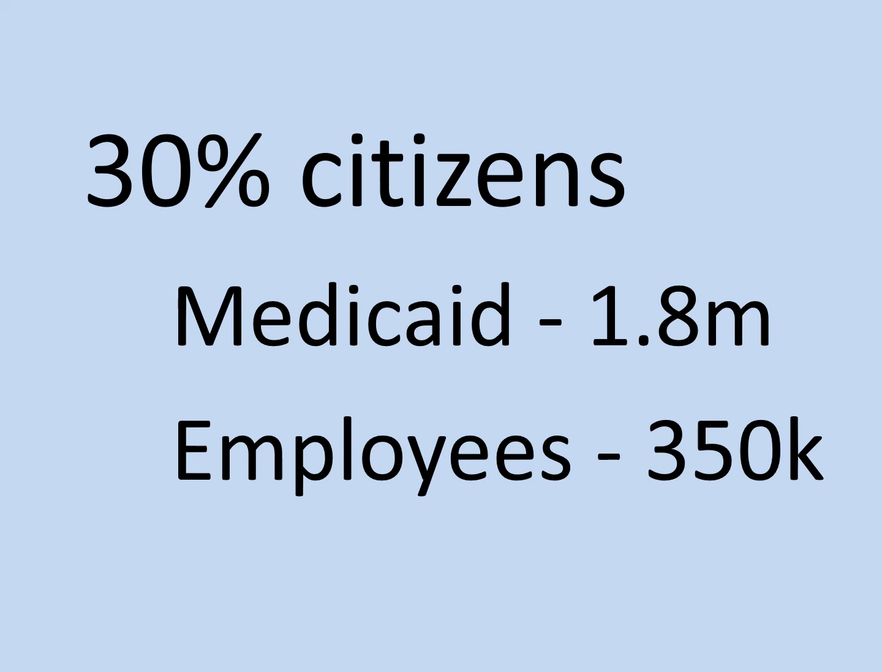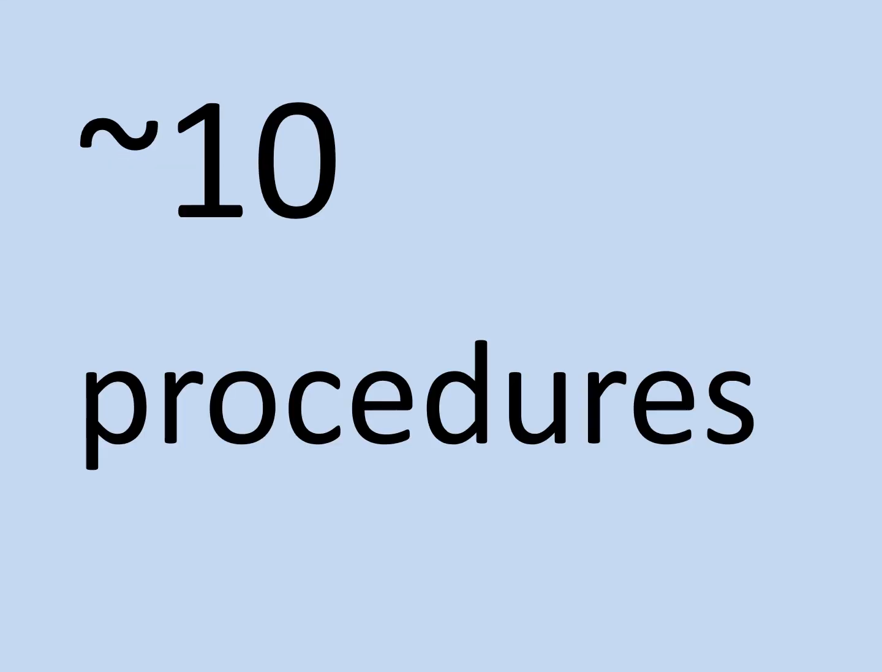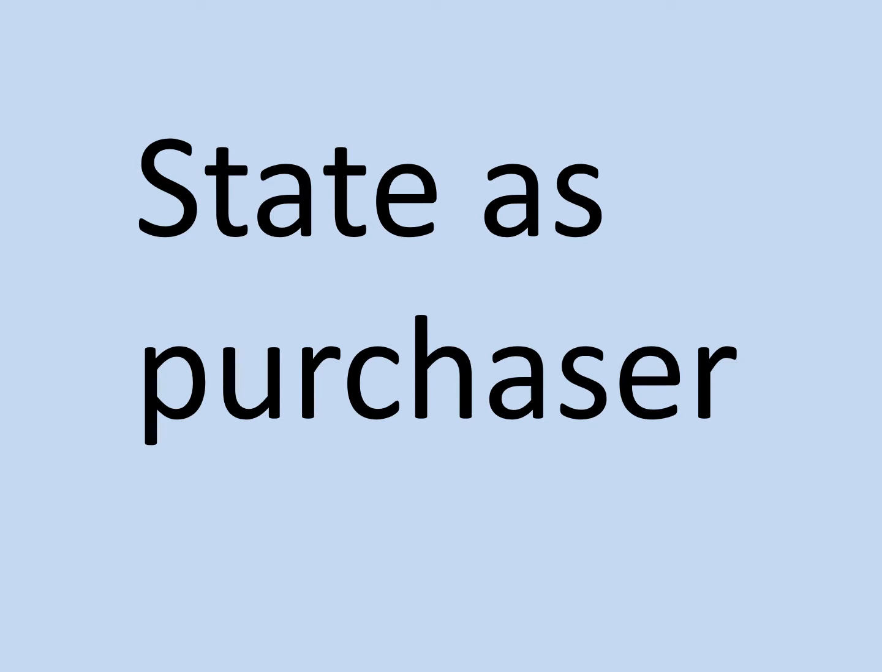Washington State covers about 30% of its citizens through public payment programs. And that's a lot of people. That's over 2 million people covered by the state of Washington. And about 10 procedures now, actually a few more than that, are covered, meaning there are certified decision aids for at least 10 procedures. The state, as a purchaser, can then say, we're not going to pay for the administration of these procedures unless you use the certified decision aid.